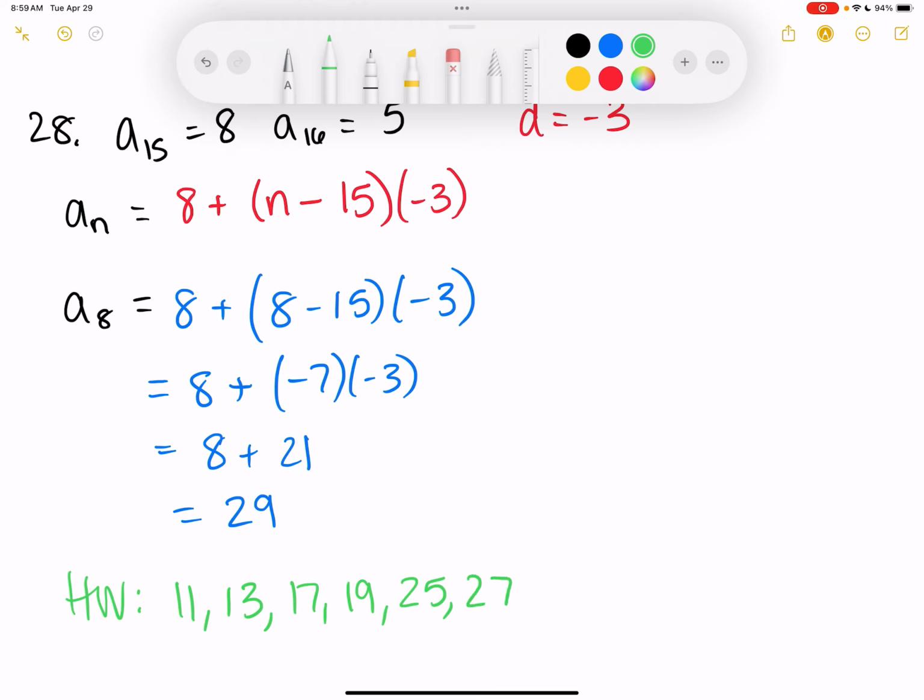And then probably tomorrow, I'm trying to think of all the days, what's going on. Probably tomorrow we'll do geometric with this as well.